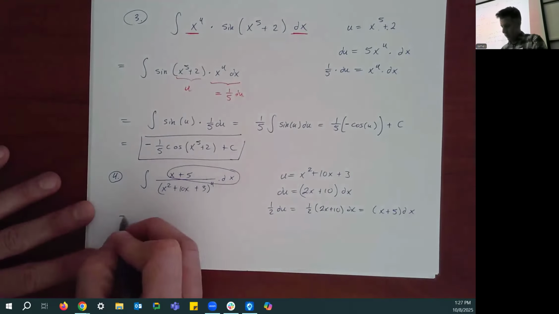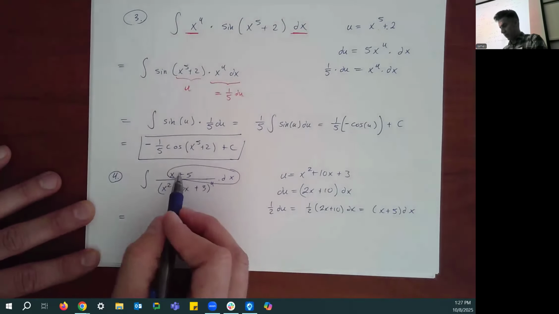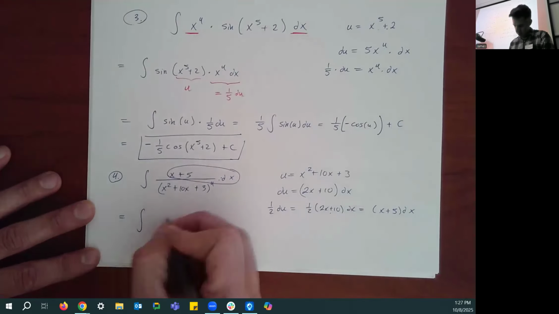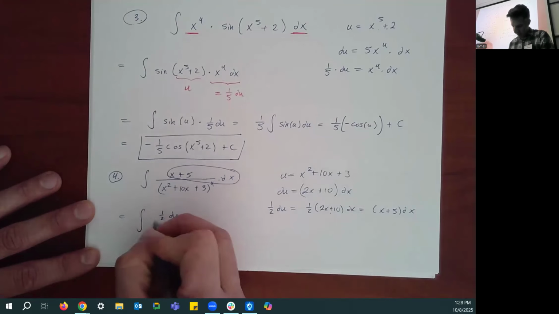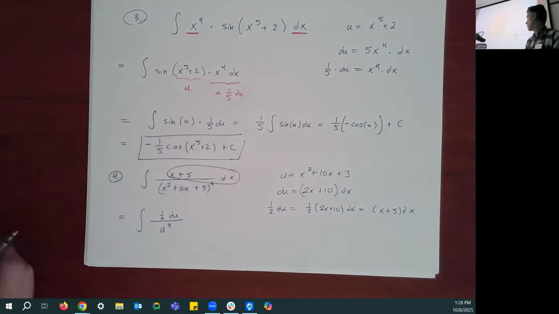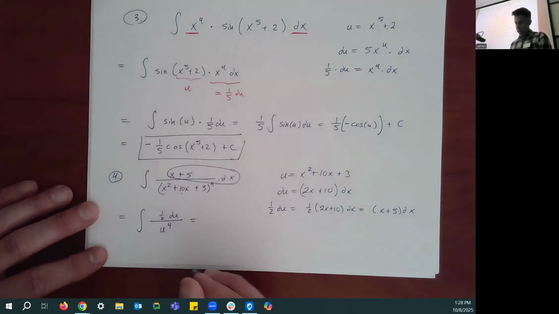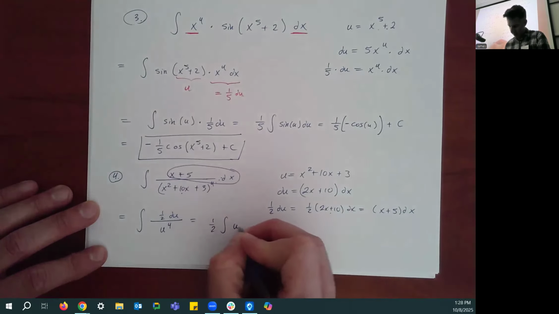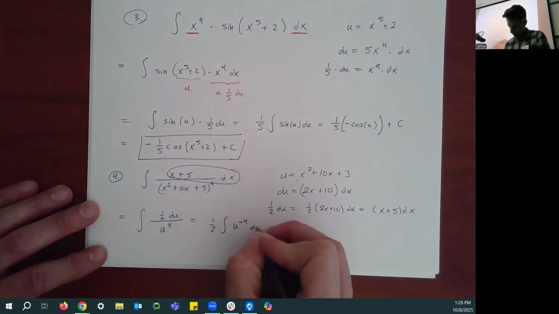So then we can rewrite our integral. So the x plus 5 times dx gets replaced with a 1/2 times du divided by u to the 4th. You can put the du on top of your fraction or onto the side of your fraction. It doesn't actually really matter where you put it, just not in the denominator. So I'm going to rewrite this as 1/2 the integral of u to the negative 4th du.